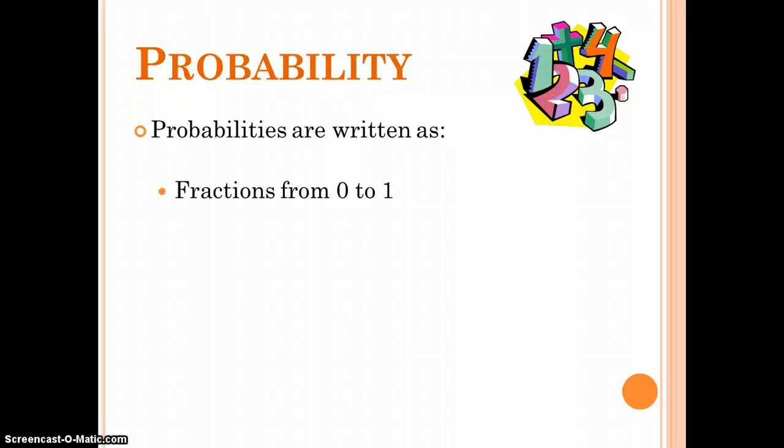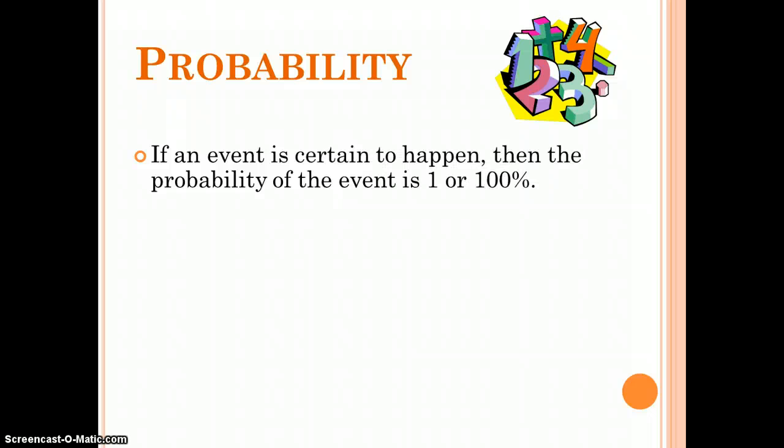All right. Probabilities are written as fractions from 0 to 1. We did the number line activity where you put 0, 1/2, 1/4, 3/4, and so on. You could also write any fraction as a decimal, and you can do them as percents too. If an event is certain to happen, then the probability of the event is 1 or 100%. So 100% chance of rain means that it should be certain to rain.